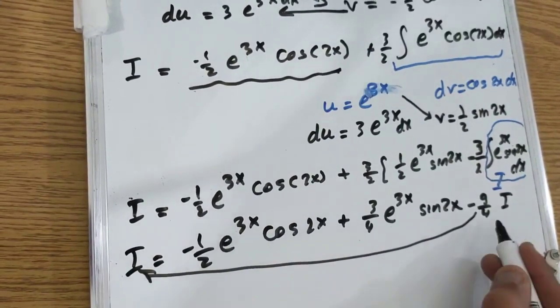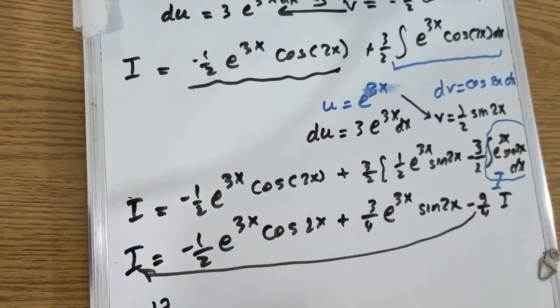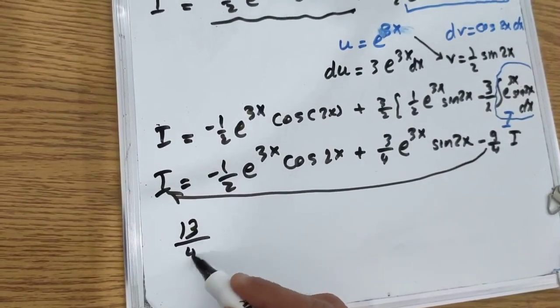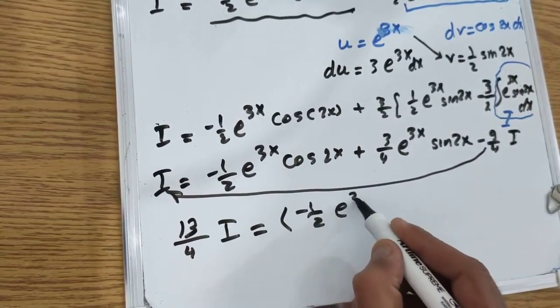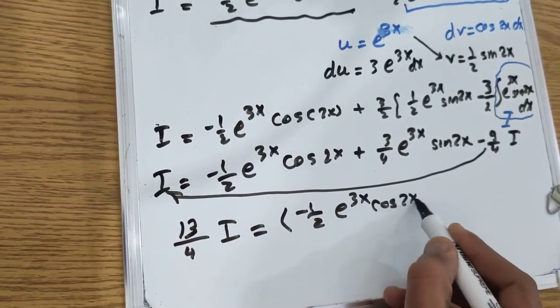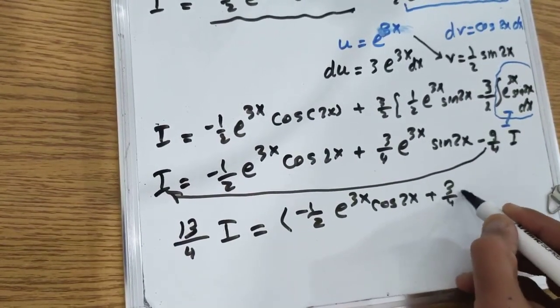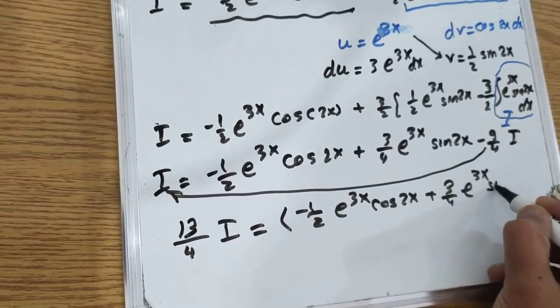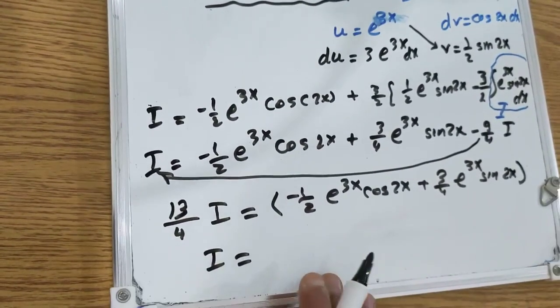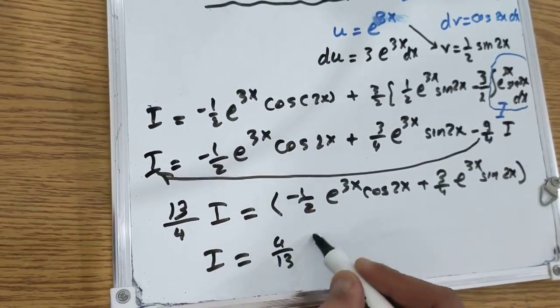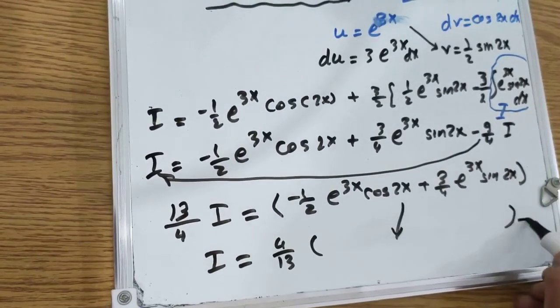So we have I plus 9 over 4 I, which is 13 over 4 I, equal to negative half e power 3x cosine 2x plus 3 over 4 e power 3x sine 2x. Now I is equal to 4 over 13 times this term plus c.